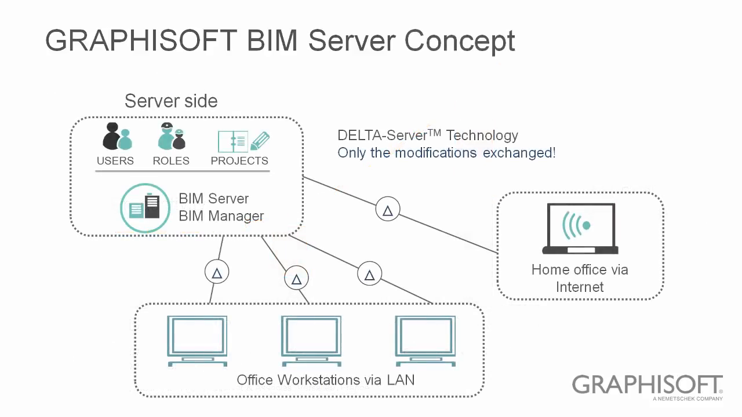BIM Server allows the online sharing of the BIM model amongst the entire design team without limit on the number of team members. Due to the unique Delta Server technology, only the modifications travel through the network. It allows team members to efficiently join the shared BIM model even via the internet. No heavy hardware specs for the server computer or high bandwidth network is needed.